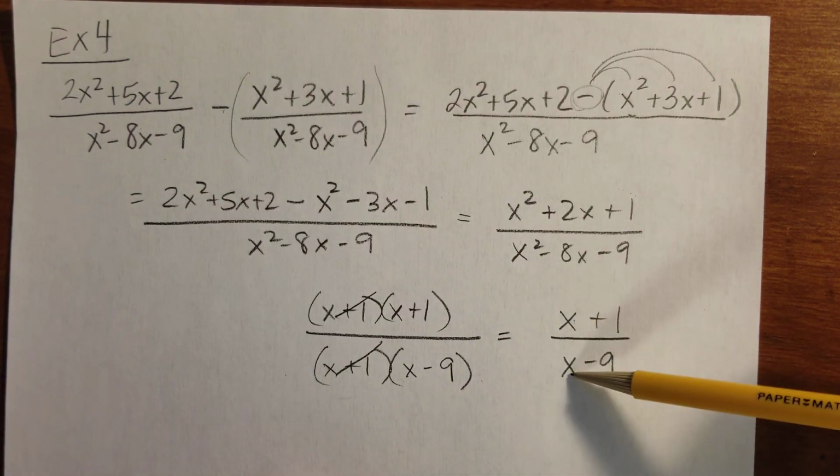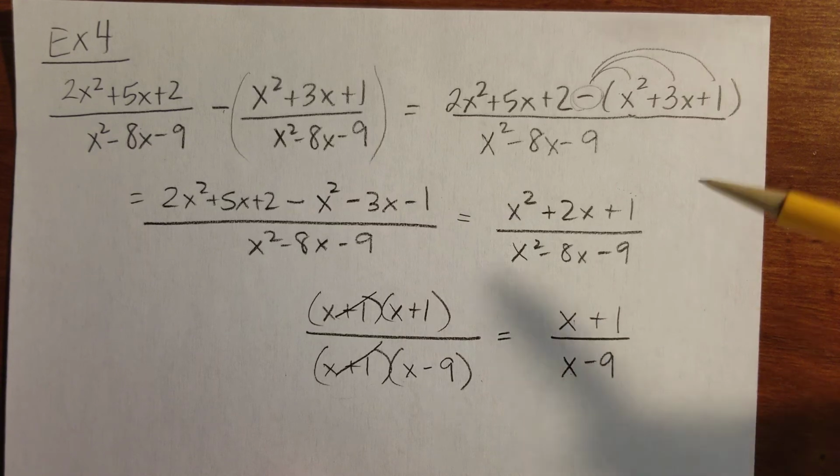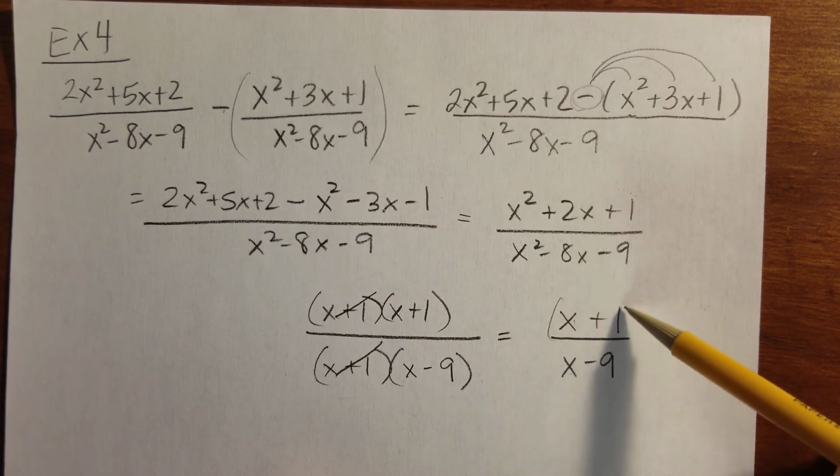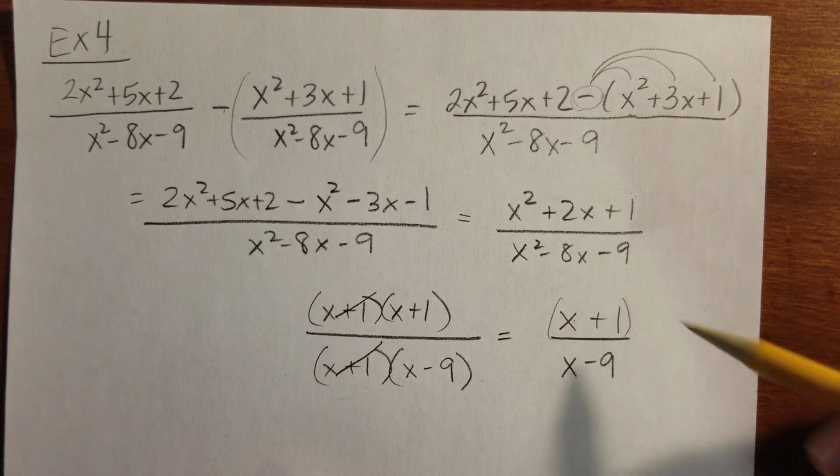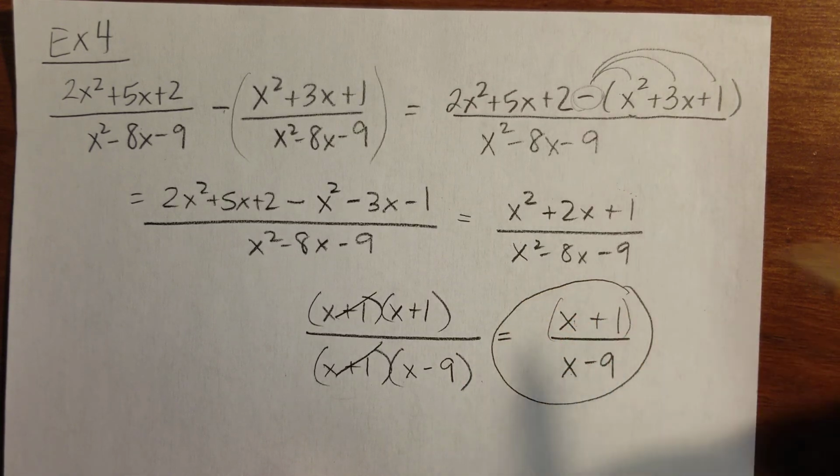Now this x and this x will not cancel out because this isn't an x, it's an entire factor. It's an x plus 1, so it's only going to cancel with an entire factor of x plus 1. So we can't cancel just the pieces, we can only cancel entire factors, which means that's the best we can do.